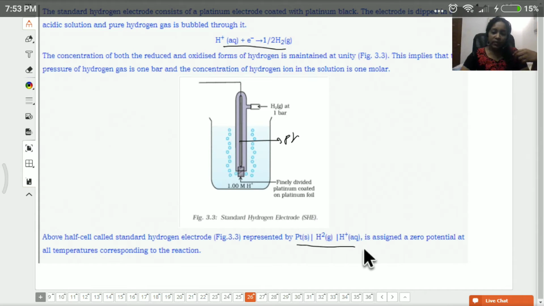So how will you represent it? You will represent it alone like this. Pt, platinum solid, 1 bar H2 gas, 1 bar H plus aqueous coming from the aqueous medium in which it is immersed. So this is basically how you'd represent a standard hydrogen electrode.